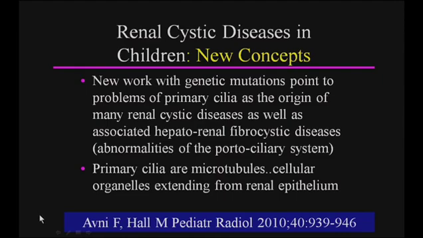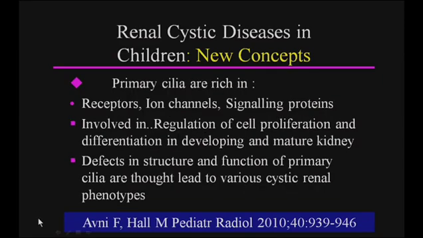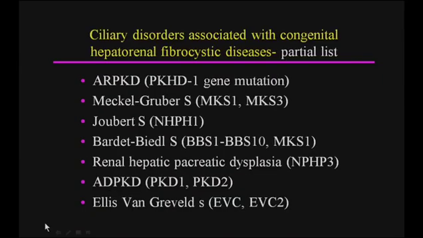Primary cilia are microtubules, cellular organelles extending from the renal epithelium. Primary cilia are rich in receptors, ion channels, and signaling proteins involved in regulation of cell proliferation and differentiation in developing and mature kidneys. Defects in structure and function of primary cilia are thought to lead to various cystic renal phenotypes. And there are a whole group of diseases one could see on this list.